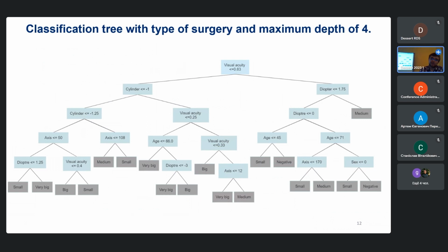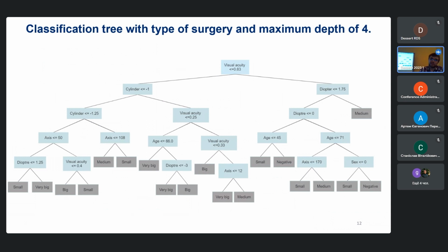In the third experiment, we added an additional variable, type of surgery, that was either cataract surgery or refractive surgery, and we also represented this value as a number, either 1 or 0. But we very quickly discovered that this value has pretty much no effect on our decision tree, even if we increase the depth of it.